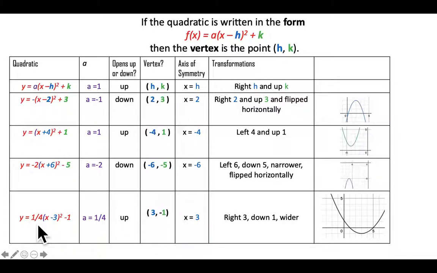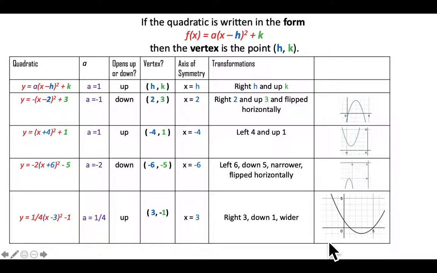We're going to have 3 transformations in this one. It's going to move to the right 3 units. It will move down 1 unit, and it will get wider because of this 1/4 value. So this is what it looks like. Here's our vertex. Then in this one, the vertex is here, the vertex is here, and the vertex is there.